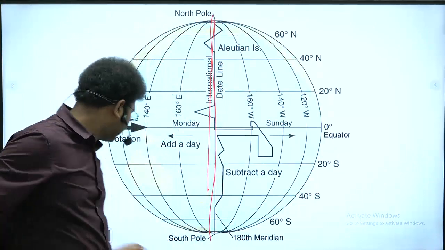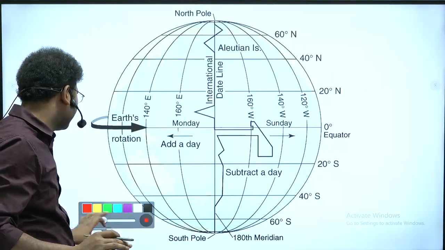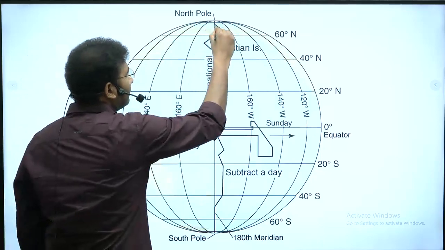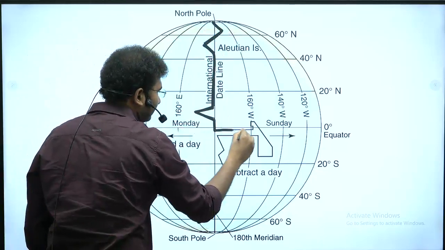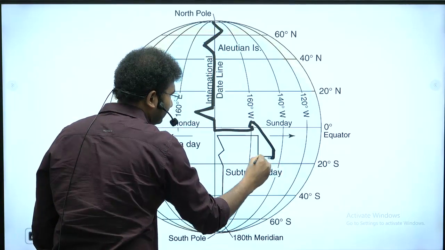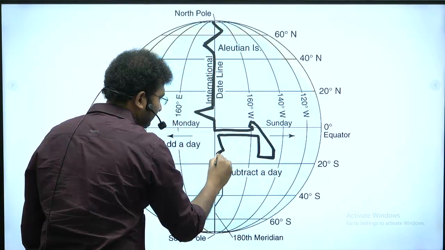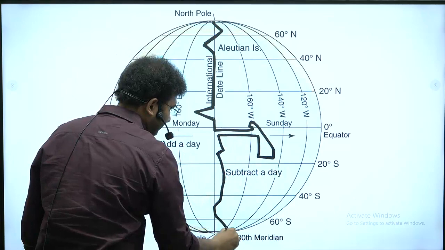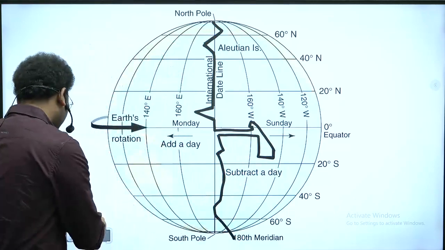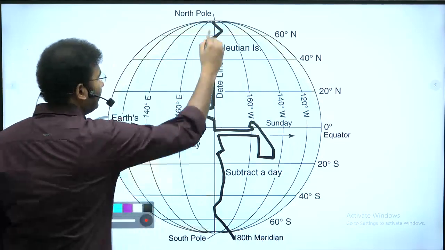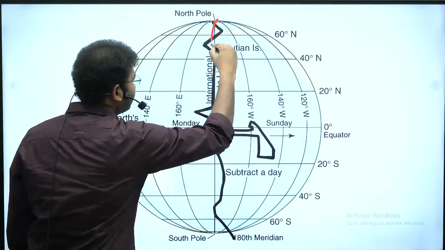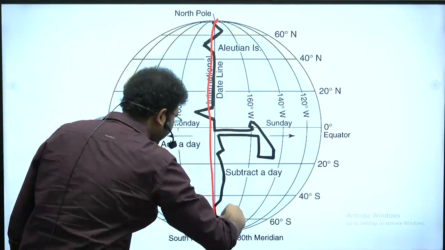Your ideal, this is what is your ideal. International date line is this. Look here. It is a zigzag line. Okay, this is your international date line, but this is your ideal, sorry, this is your anti-meridian.